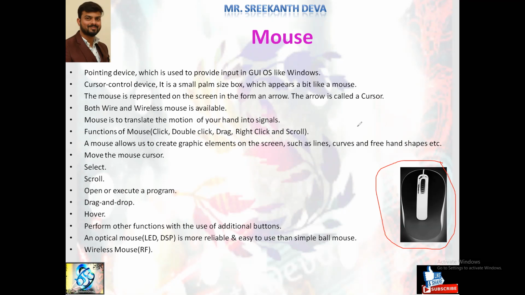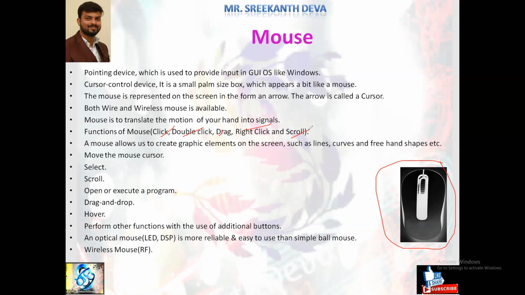Okay, so this mouse also consists of what? Wired and wireless. Both are available in the market. Okay, several functions of mouse are there. See, observe, using this mouse we are able to do what? Several simple techniques. Using this mouse, like click option you can do it. Like double click, drag, right click and scroll. We can do different types of functionalities.